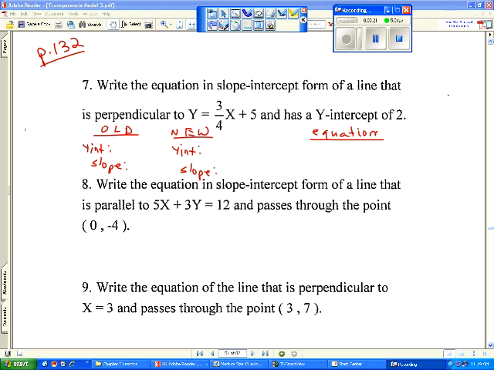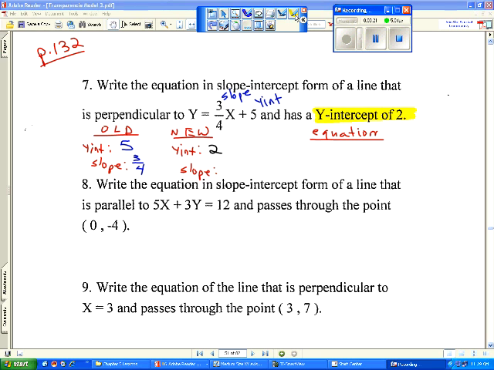It says write the equation in slope-intercept form of a line that is perpendicular to y equal 3/4 x plus 5. Now, first of all, what is the y-intercept of this original? The 5. So the y-intercept of the old equation is that 5. The slope of the old equation is 3/4. And the new line has a y-intercept of 2. So my new y-intercept is 2.